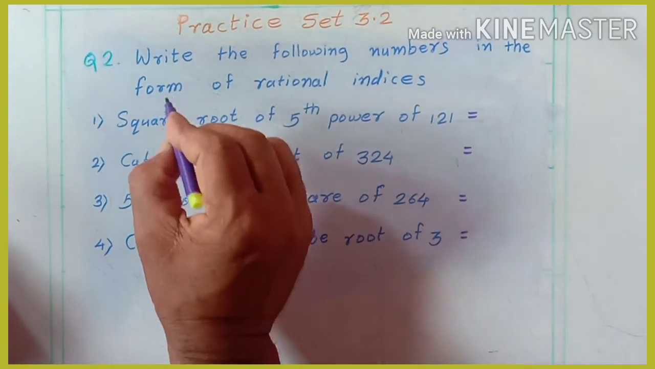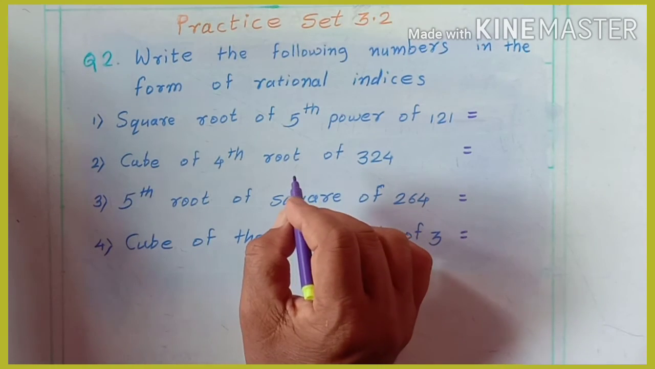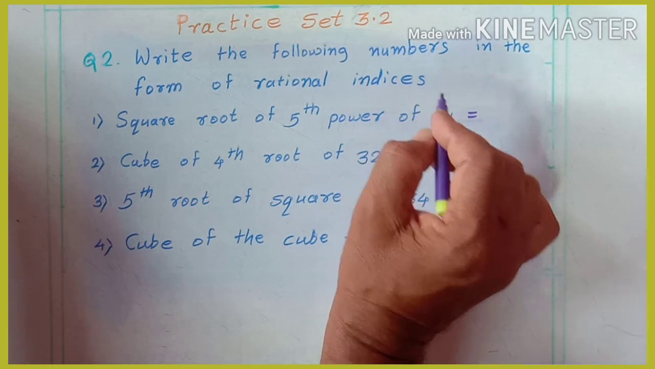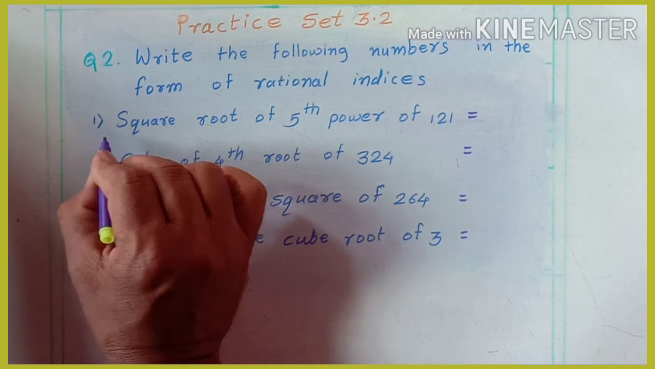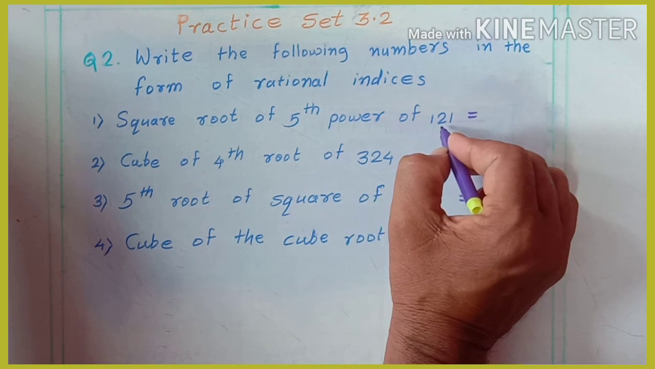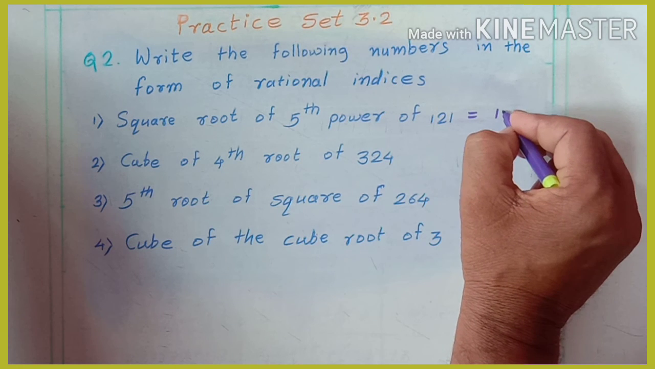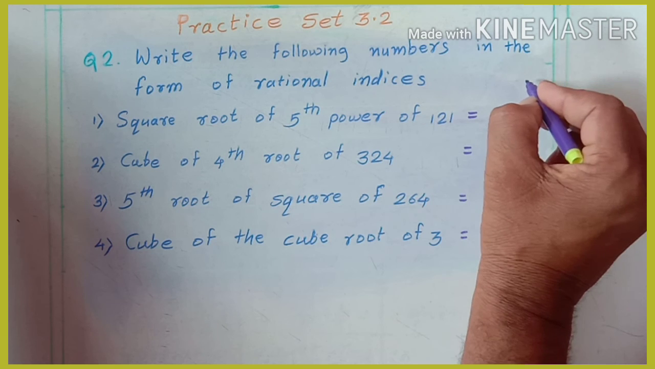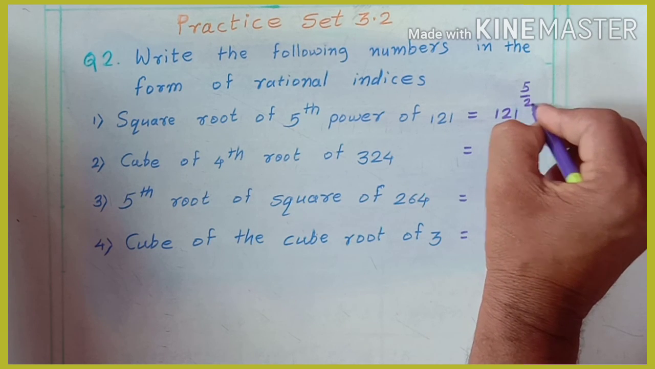Question 2. Write the following numbers in the form of rational indices. We are asked to write them in the form of rational exponents. Example number 1: square root of fifth power of 121. 121 raised to 5 upon 2.